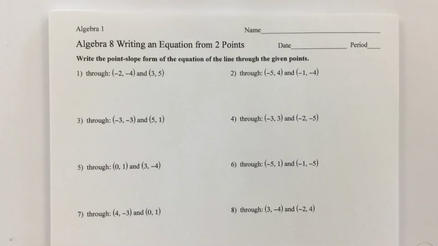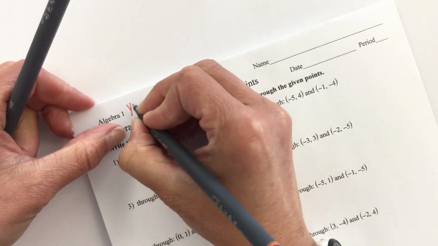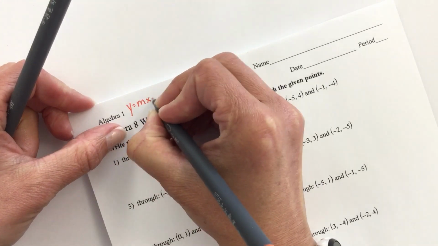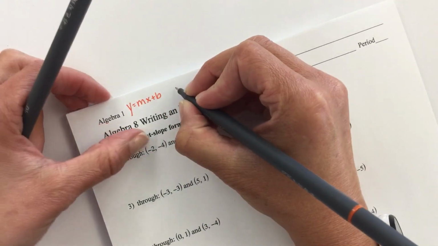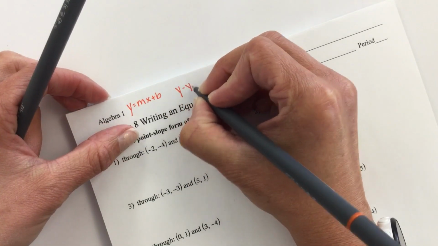Okay, eighth graders, we're gonna do some more practice, how to write an equation when we're given 2 points. There are 3 different things that we have to know to do these problems. The first is that we have to know that slope-intercept form looks like this. Y equals mx plus b. Point-slope form looks like this.